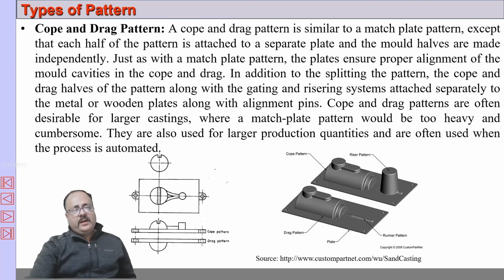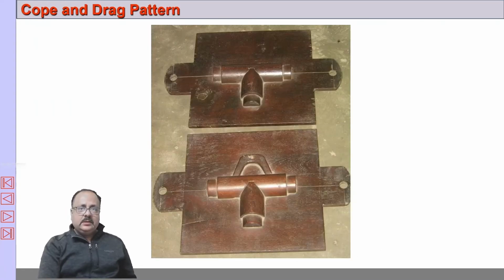Then we have the cope and drag pattern. Cope and drag patterns are made with two plates, one plate containing the cope and the other plate containing the drag. Both are aligned properly to be used in the cope half of the flask and the drag half of the flask. These are also used in automated foundries or automated molding purposes. These are mainly used for larger production quantities. Of course, these are expensive patterns.